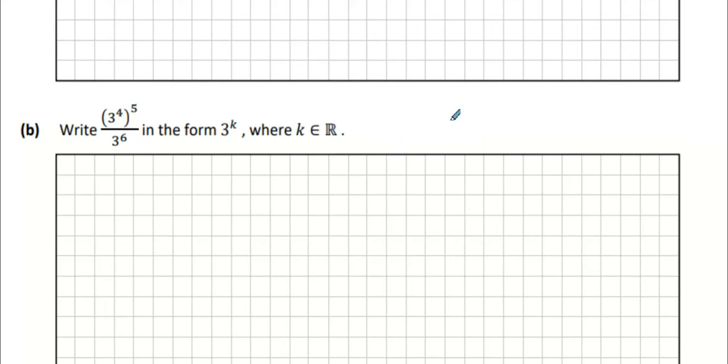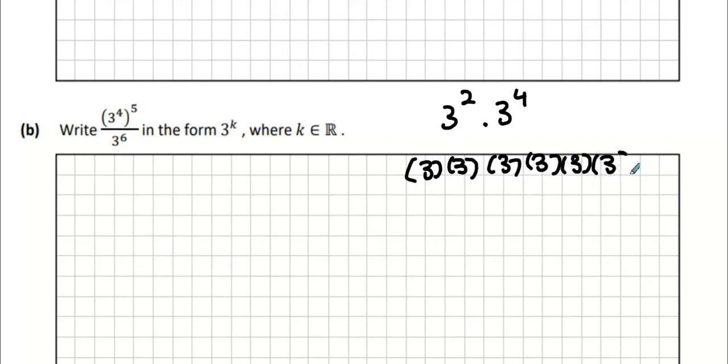Now, if I have 3 to the power 2 multiplied by 3 to the power 4, this is known as the addition rule because this means 3 multiplied by 3, and this one here means 3 multiplied by 3 multiplied by 3 multiplied by 3. So generally speaking, you add them, and the answer to this type of question is 3 to the power 6. Two big numbers, 2 small numbers, or 2 powers means you generally add them.